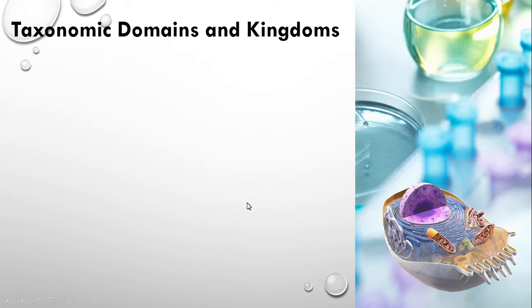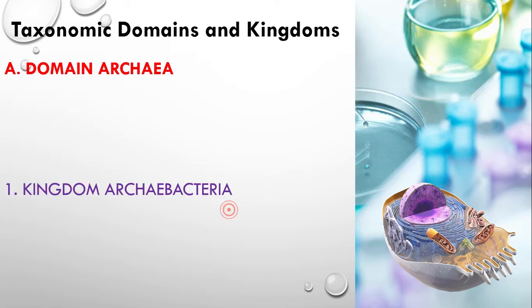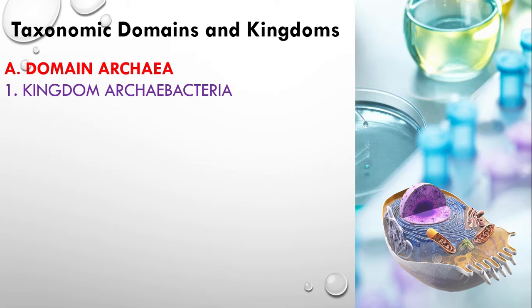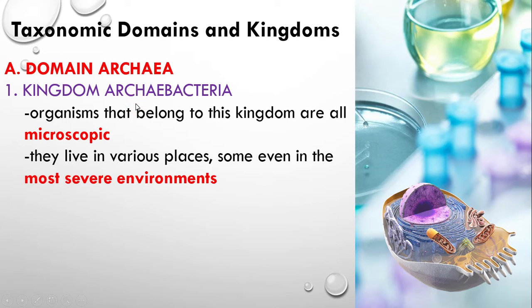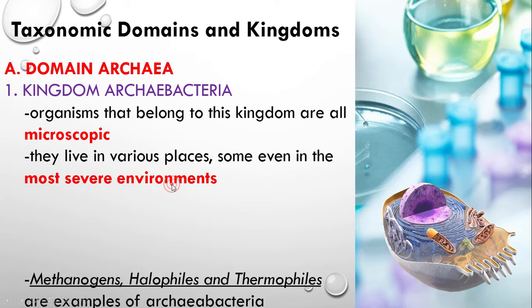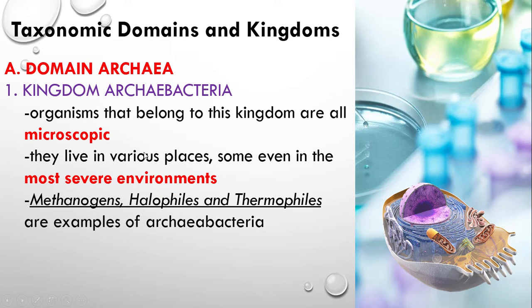Okay, so there are 3 domains in taxonomy, and we also have 5 kingdoms. The oldest domain is the domain Archaea. It only has one kingdom, which is kingdom Archaebacteria. Those organisms belonging to this kingdom are all microscopic, and they live in various places, mostly in severe environments. Examples of organisms that belong to kingdom Archaebacteria are methanogens, halophiles, thermophiles, and others.